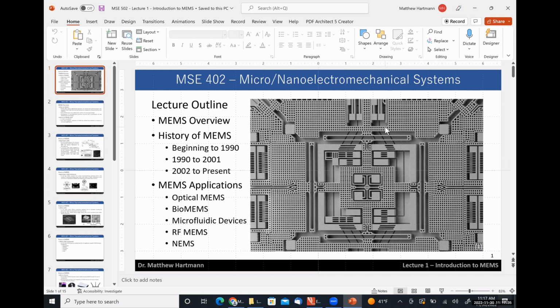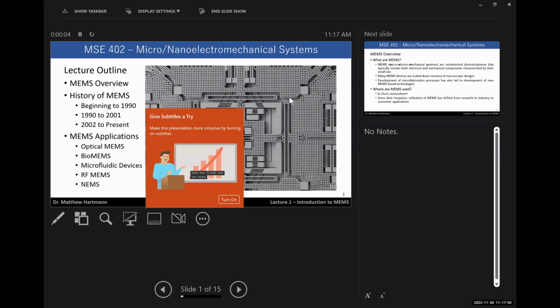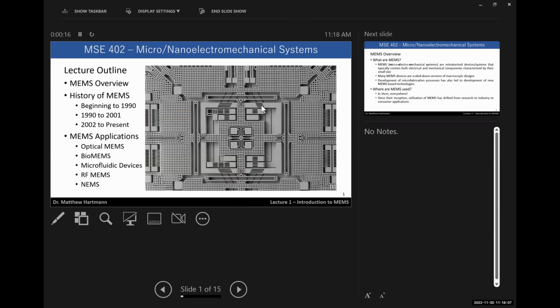So course administration type stuff completed, lecture type stuff going. Today's lecture will not take the whole time because it's just a brief background and all that kind of stuff. All right, so this is what we're going to be talking about today. And let me move this Zoom thing out of my way so that I can see what I'm talking about. And I want to turn off whatever this thing that says subtitles is. Okay, because I don't need that. So we're going to talk about an overview of MEMS, a very brief history of MEMS devices, and then a couple of MEMS applications, and call it a day.